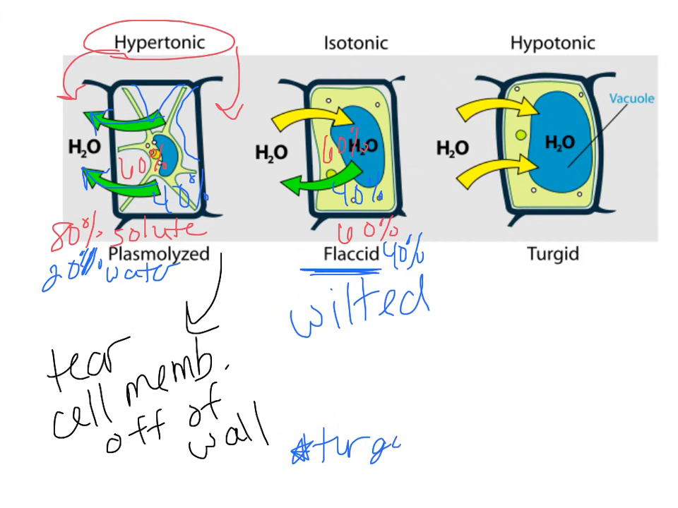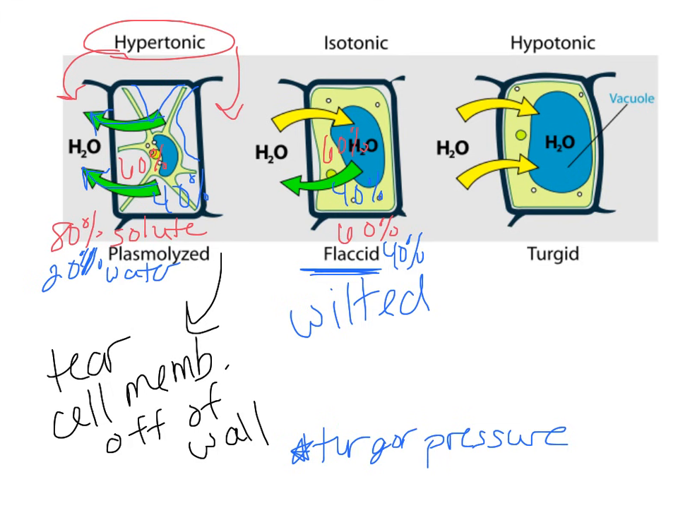Turgor pressure is the pressure on the inside of the plant cell. So this is the pressure that the contents of the plant cell are pushing on the cell wall. Think about if you blow up a water balloon, the more water you put inside the balloon, the more the water pressure is pushing on the sides of the balloon. That's how a plant cell works.